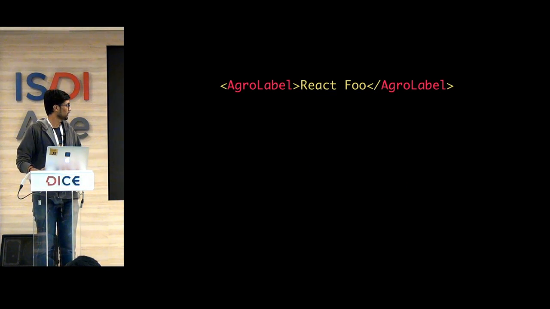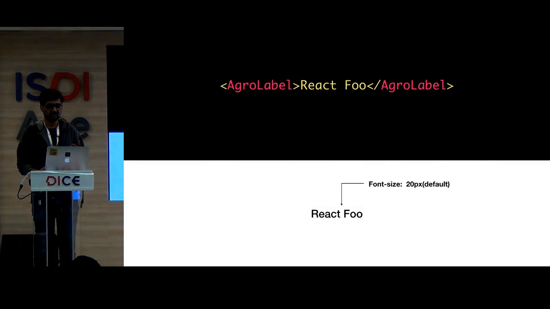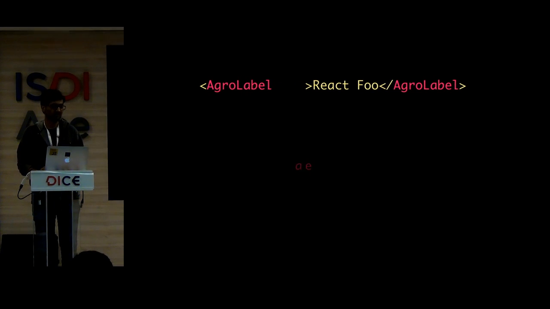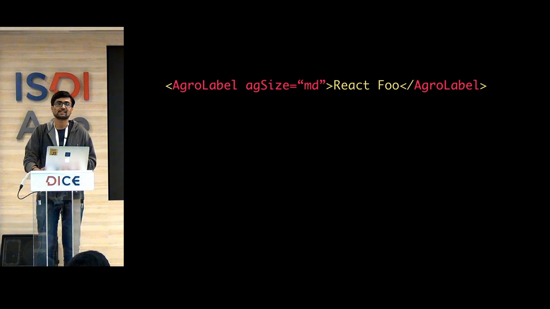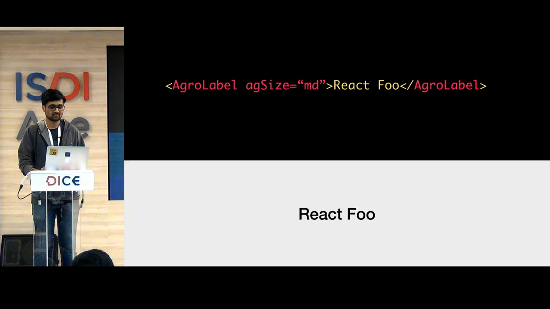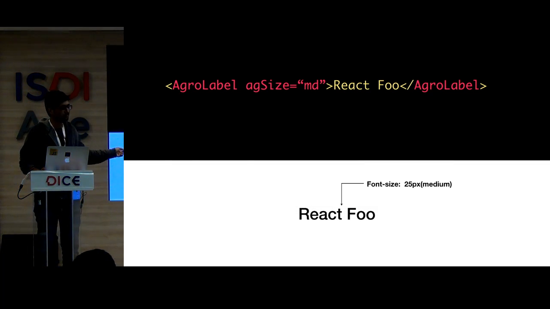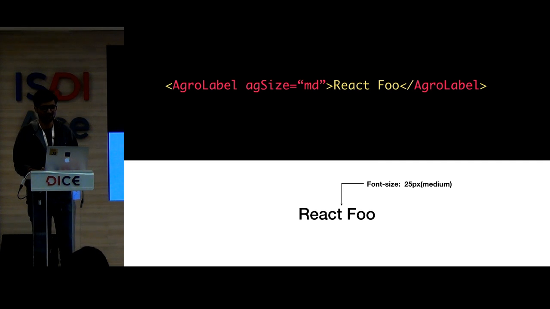This is how we have to use it. AgroLabel, React to object render. We can use this, so it gets font size 26. Remember, we are not passing any agSize as a prop. So there is no agSize prop, and you get the default size 26. Let's see how we add agSize. If we do agSize equal to medium, then it shows bigger, right? It is 20 pixels. You have to really increase it.